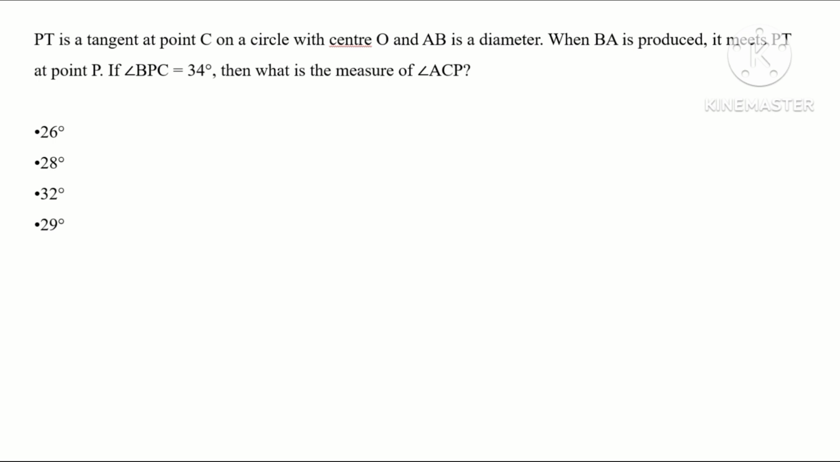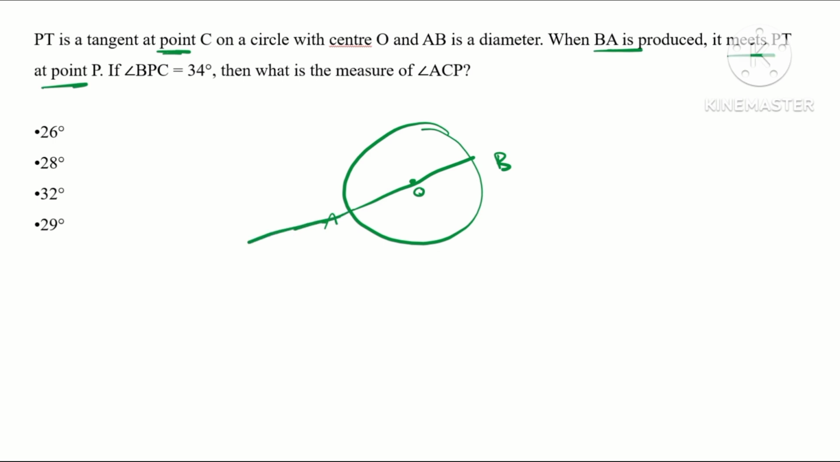So in this question, the given PT is a tangent at point C on a circle with center O. So let's draw a circle and the center is O. AB is a diameter, when BA is produced, this is PT. This is the point where it meets. PT is the tangent. So this is T, and at point C on the circle. So this is C. Angle BPC is 34 degrees.